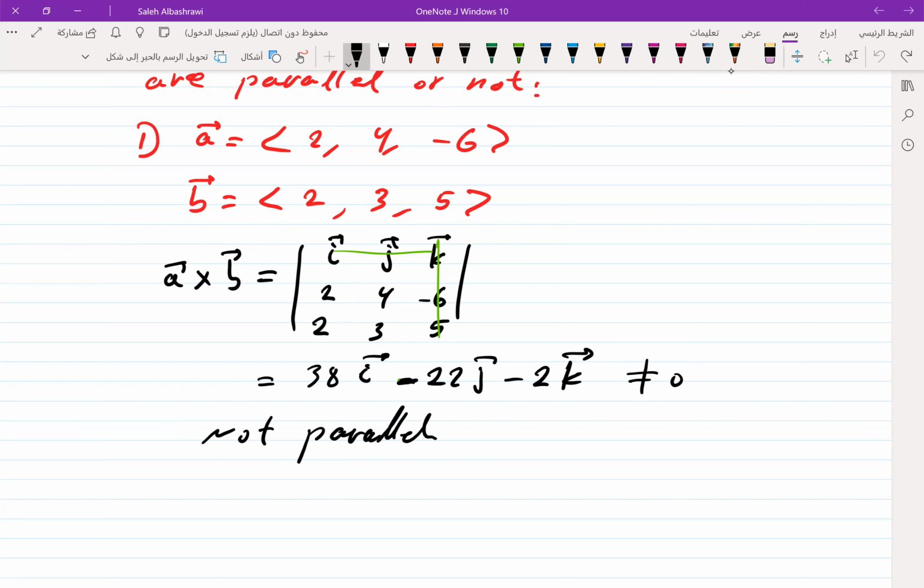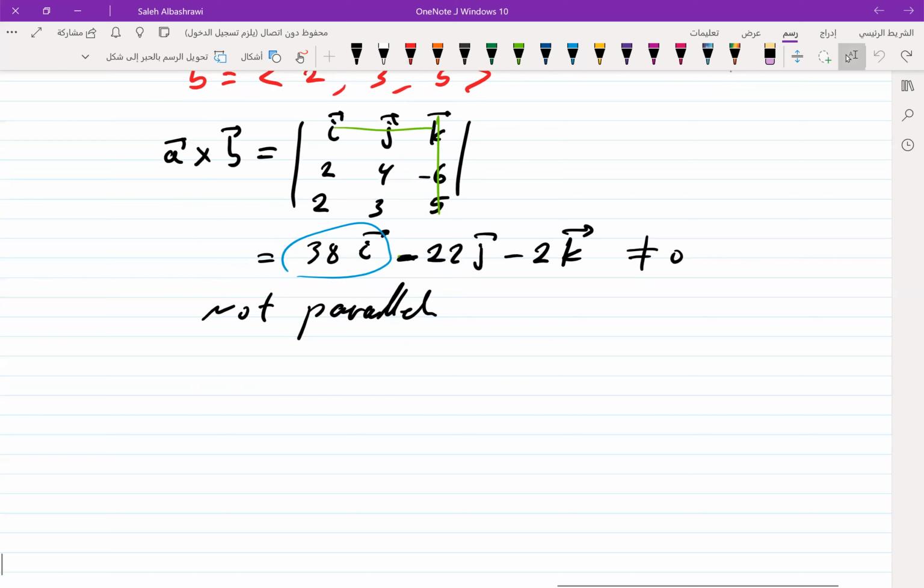Or we can just check the first component. If the first one is not equal to 0, it means that this is not a 0 vector. From the first component, if it is not 0, that's enough. But if we find all the components of the vector A cross B, we see that this is not a 0 vector.